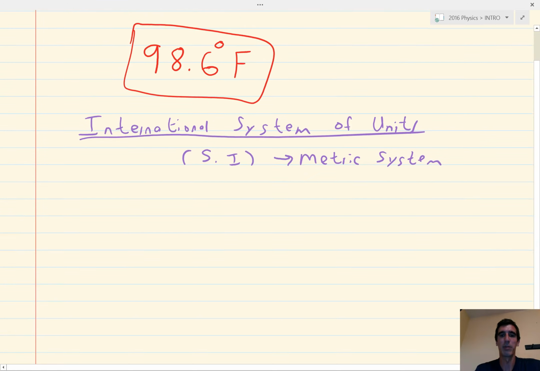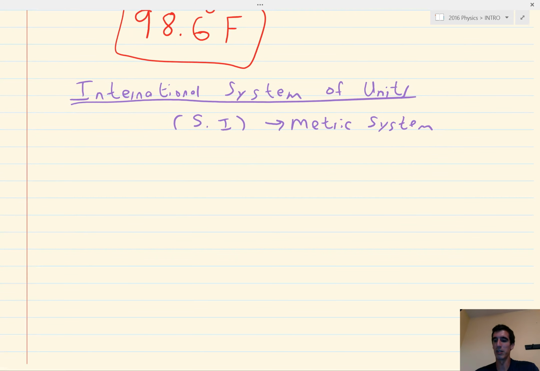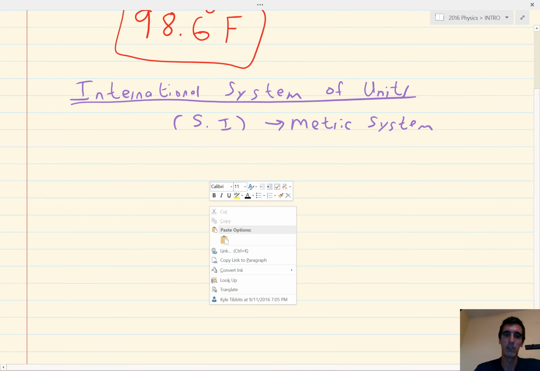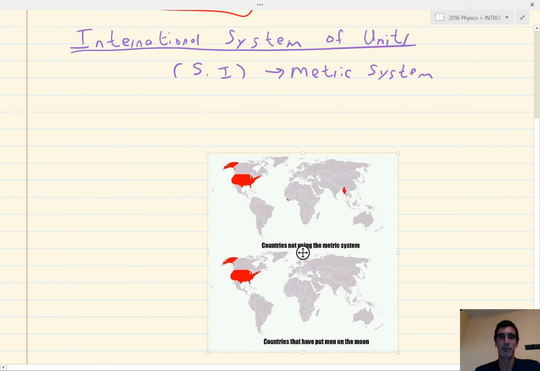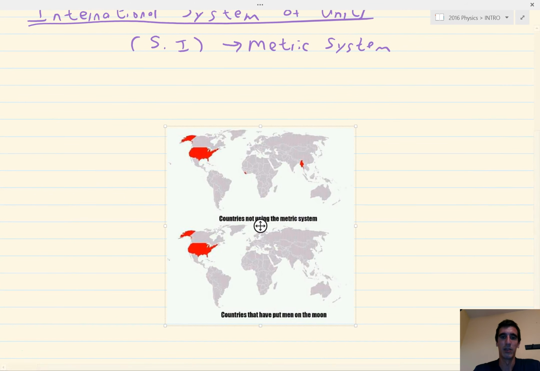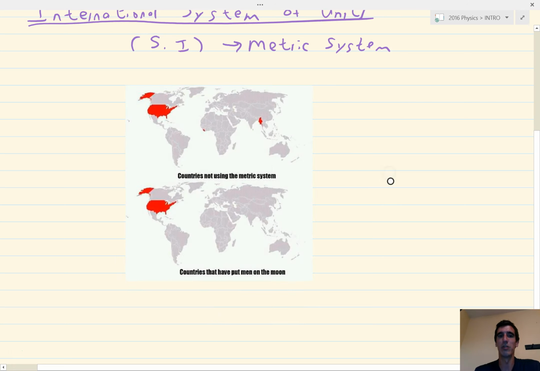So let's look at a map of all the countries in the entire Earth, our planet, that use the metric system. Those that are highlighted in red are countries that don't use the metric system. So let's look at those countries.